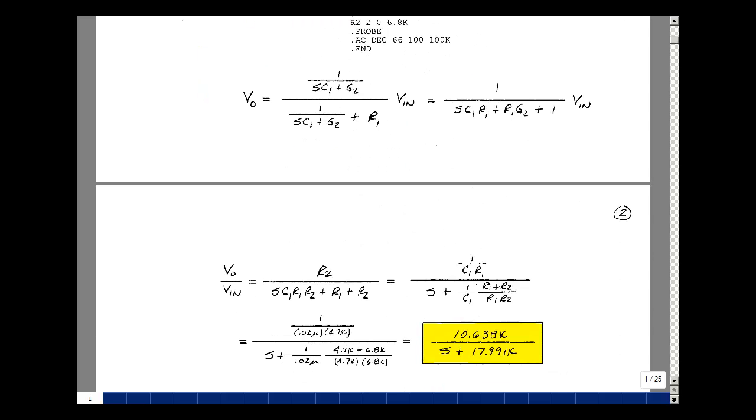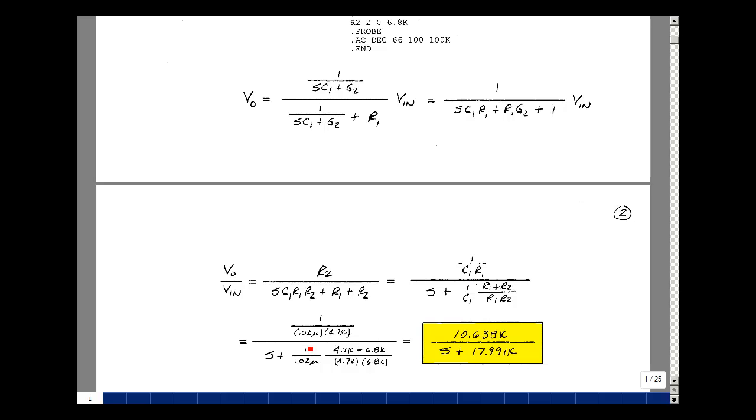Let's next multiply the numerator and denominator by R2, and I'll get rid of this G2 term. So I have an R2 in the numerator, and then I have sC1R1R2. R1 times G2 times R2 is just equal to R1, and then 1 times R2. Let's divide out this term C1R1R2. I'm left with just s, and then I'll have R1 plus R2 divided by that. And in the numerator, likewise, I'll have R2 divided by C1R1R2. The R2's cancel. I have 1 over C1R1.